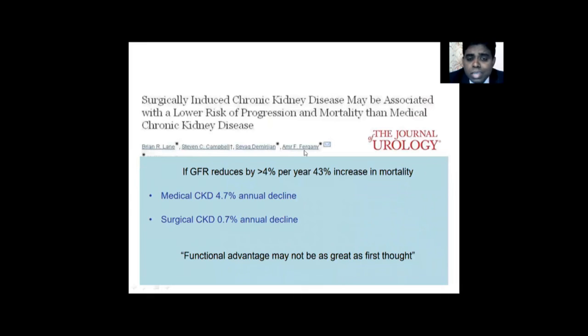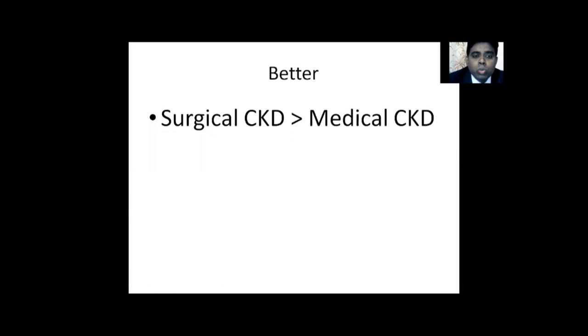But surgically made CKD has a better long-term profile than medical CKD. Annual reduction in eGFR in medical CKD is roughly about 5%. But annual eGFR reduction in surgical CKD, mainly donor nephrectomy, is less than 1%. So surgical CKD is better than medical CKD.